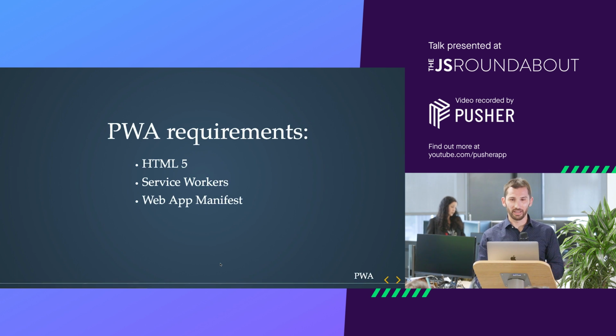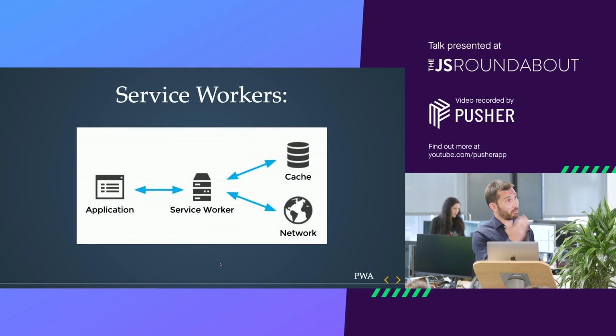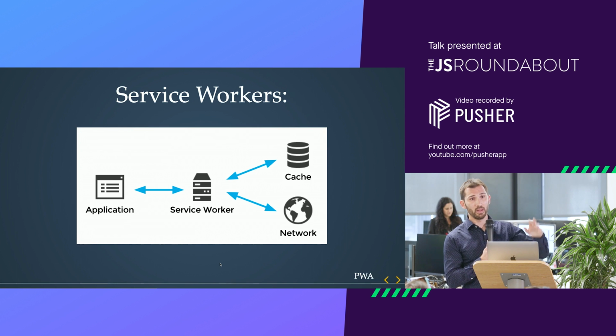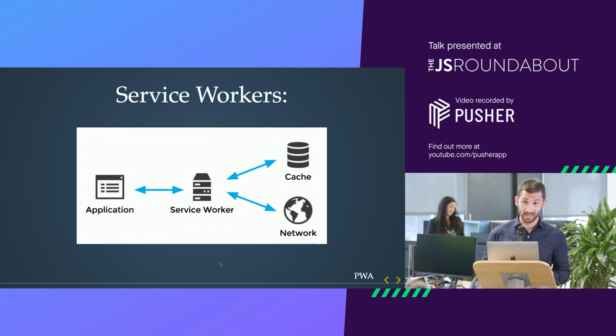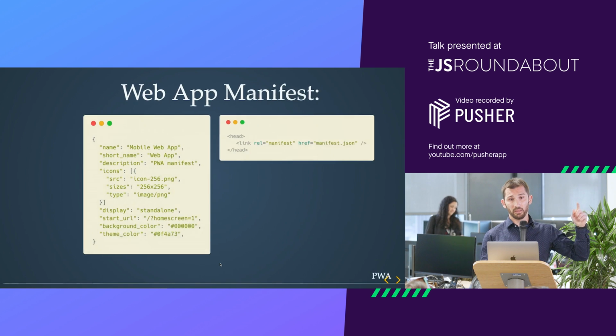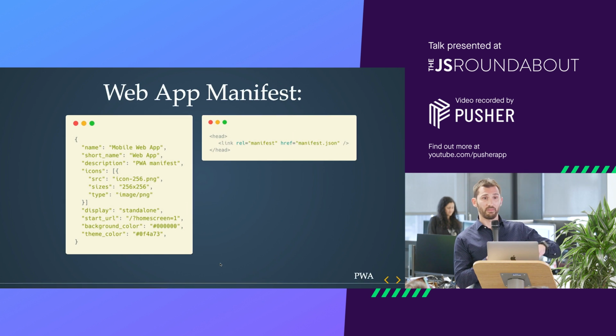Right, so which are the main requirements? PWA uses HTML5, but the key points are the service workers and the web app manifest. The service worker is a client-side proxy that sits between the application and whatever API or backend you're calling. In this case, as you can see, the service worker loads and caches all the resources that your app would need. So as soon as the app tries to get any data, the service worker intercepts it and decides to get it from the cache if it exists, or calls outside if it doesn't exist.